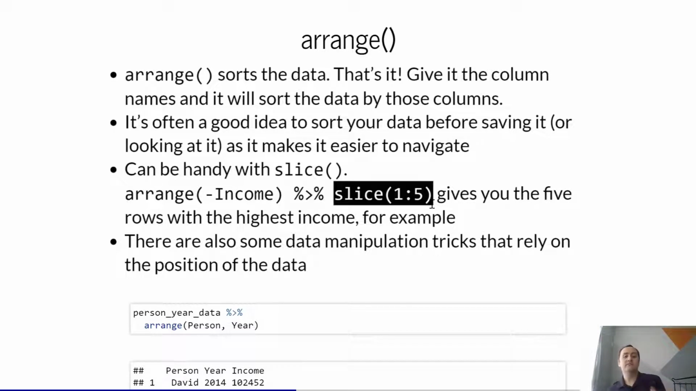There are also some nice data manipulation tricks that rely on the position of the data. For example, there's the lag function as well, which says look 1 row above. So I can do something like arrange by date, and then use lag to say what things were like yesterday. That's another nice tip that you can use there. But arrange is another good thing that we can use in combination with subsetting our data.